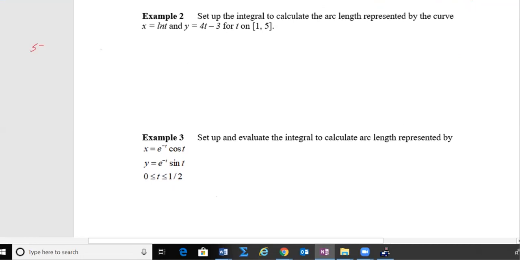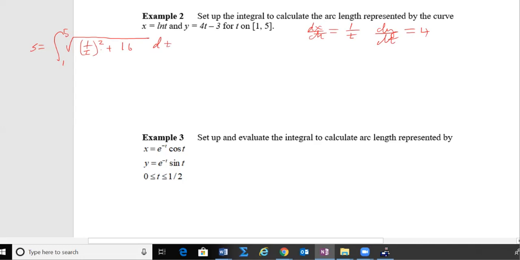S will be equal to the integral, t from 1 to 5, and we want the square root of, okay, we need some derivatives here. dx dt is 1 over t, dy dt is 4. So we have 1 over t squared plus 16t squared dt.